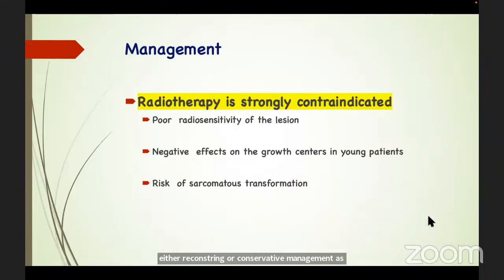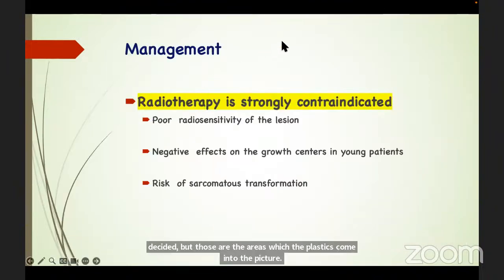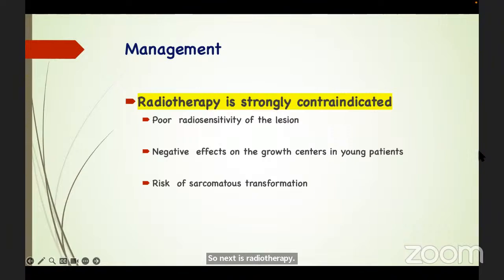Those are the areas where the plastic surgeons come into the picture. So next is radiotherapy. What is the role of radiotherapy? It is strongly contraindicated because the lesion is not radiosensitive, it is very negative for the growth centers in young patients, and there is also a risk of sarcomatous transformation.